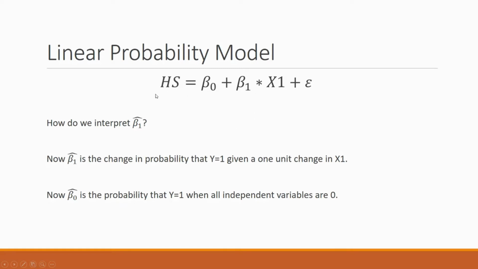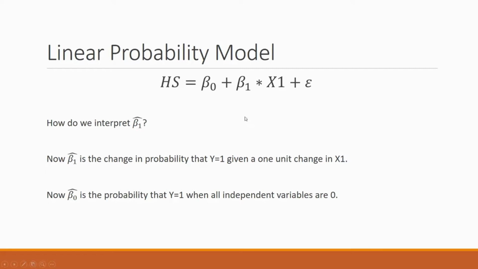So if I run a linear probability model, that means I have a binary dependent variable, and I use ordinary least squares. I just use the standard approach, ordinary least squares. I would get my coefficient, beta 1, and let's say beta 1 was positive and significant. I would say that the probability that someone has a high school degree goes up by beta 1 hat given a 1 unit change in x1.